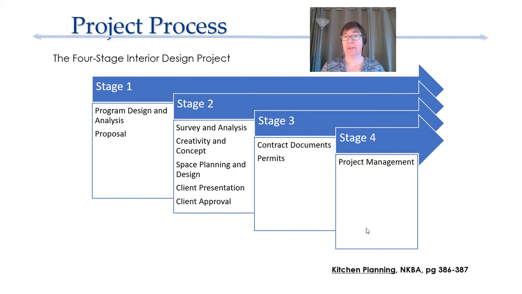you analyze your client's needs. Stage 2 is mostly the design stage, space planning, reviewing it with your client, ends with client approval. In stage 3, you draw up the contract documents and permits, and stage 4 is project management.